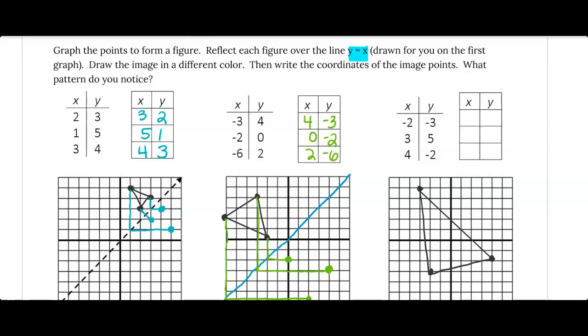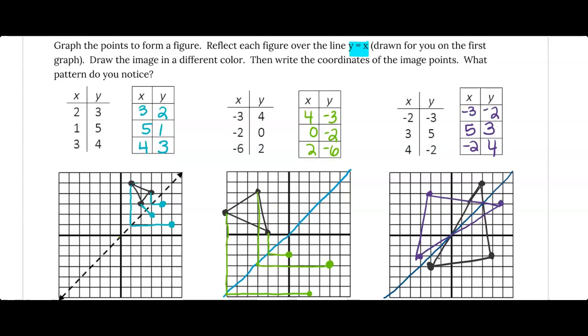You try and reflect the third one. All right, so when I was reflecting that, I realized that my original triangle was graphed wrong. I fixed the black triangle and then did the new triangle. You should have gotten the coordinates -3, -2, 5, 3, and -2, 4.